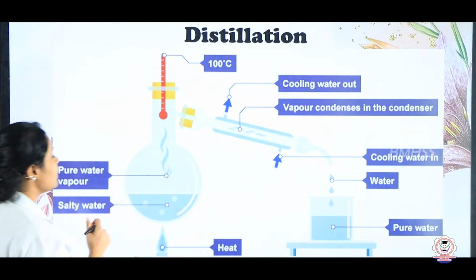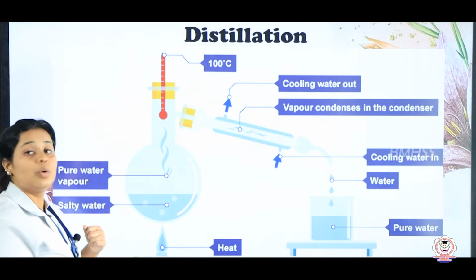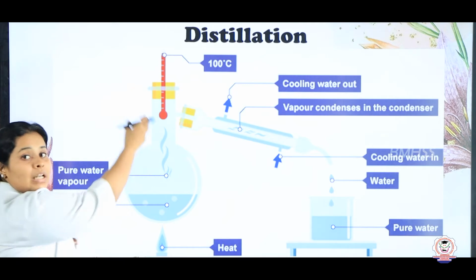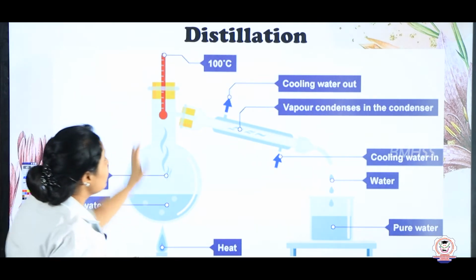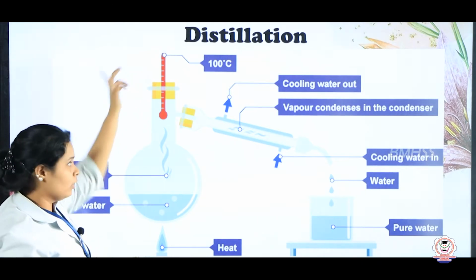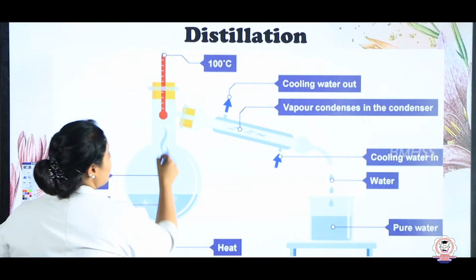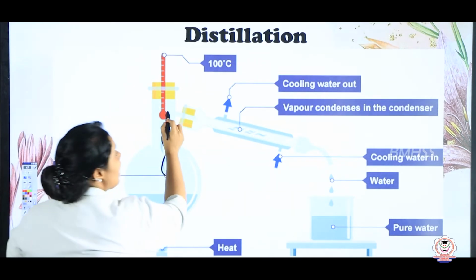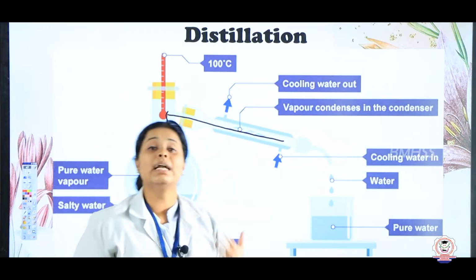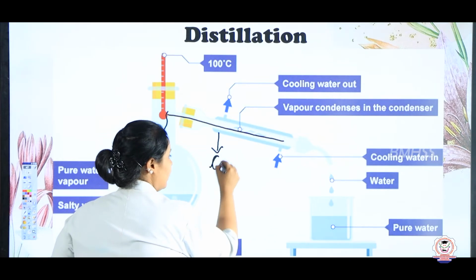So in distillation I have kept my solution here. When I am heating it, you will see that at 100 degrees Celsius all the water vapor will go up, right? When there is a cork here, you will see that the water cannot escape from here. So the other way is here, right? So from here the vapor will come and it will go to this part, which is also known as a condenser. What's a condenser, children?